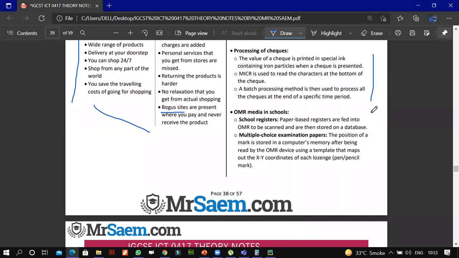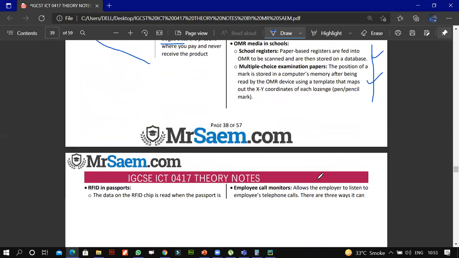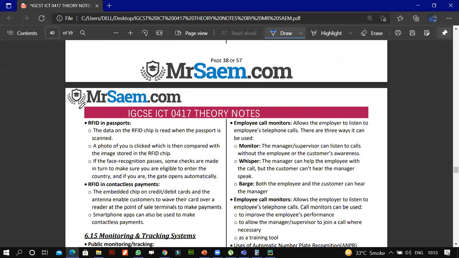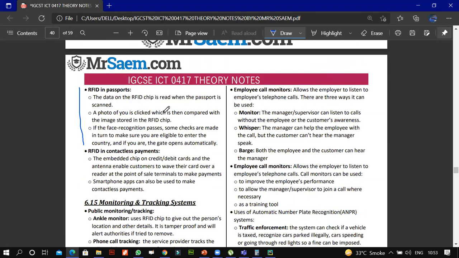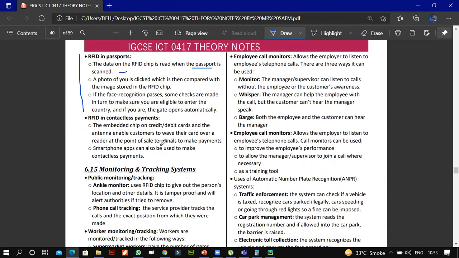Optical mark recognition can be used for marking in schools. It can be used for multiple choice questions. It can also be used in different surveys as well. Radio frequency identification is used to track chips. They're embedded in cards as well. They can be embedded in different places where you may want to track someone. Passports are scanned as well, and compared with a database.